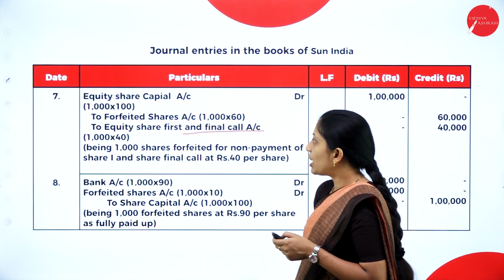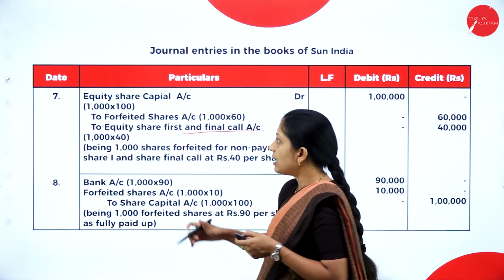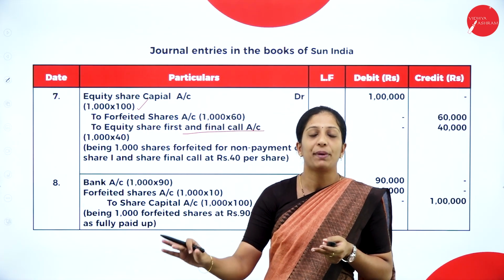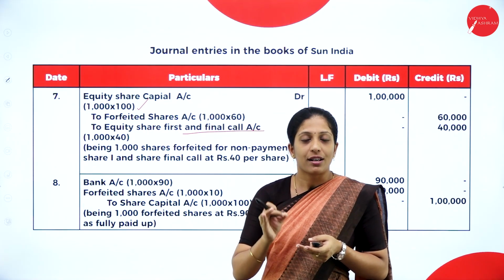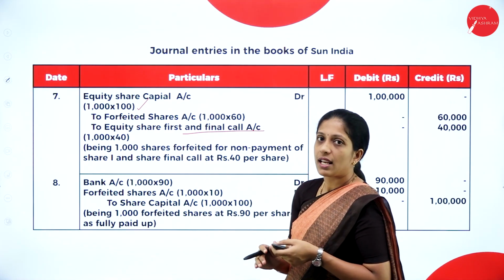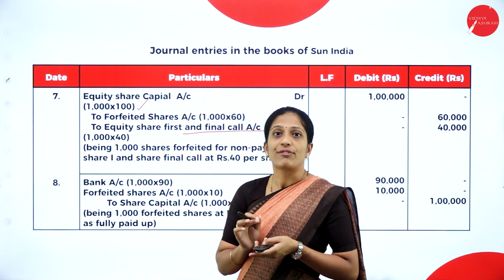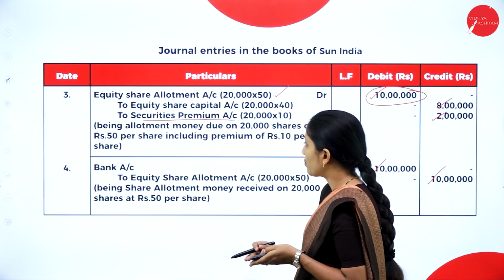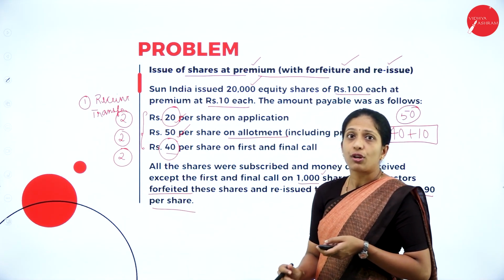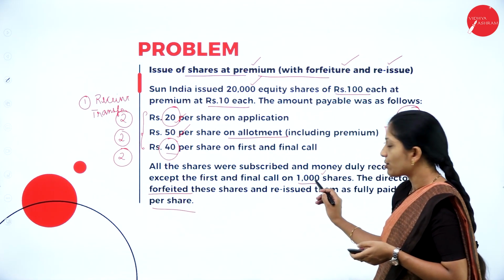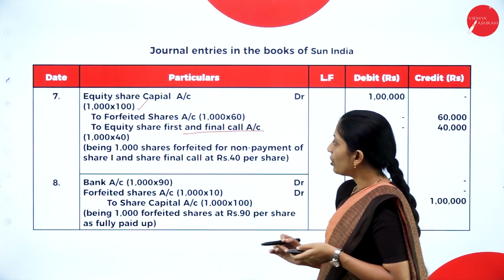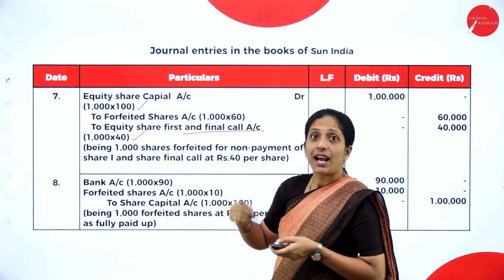So how do you write the amount? 1,000 shares we are going to cancel. What is the exact value of the share? 100 rupees, excluding the premium. So 1,000 into 100 we had to receive. How much have we not received? 40 rupees on first and final call we have not received, as you see in your question. So 40 rupees we have not received on 1,000 shares, and that will be transferred to share first and final call account. So 1,000 into 40 we have not received.